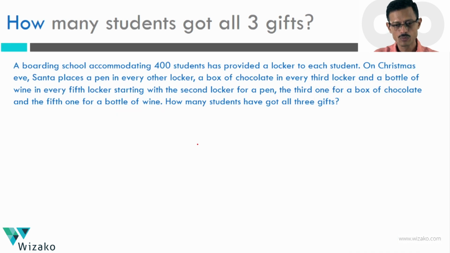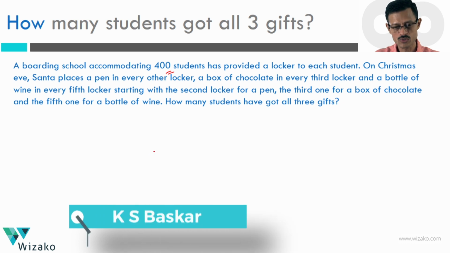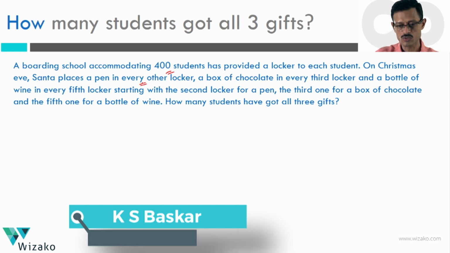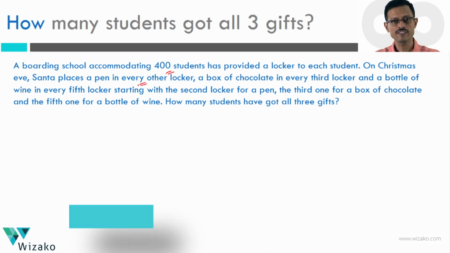Good question. A boarding school accommodating 400 students has provided a locker to each student. Santa places a pen in every other locker. Every other means alternate lockers. So if Santa placed a pen in 5, the next pen will be placed in locker number 7, and so on and so forth. Santa will skip one locker.